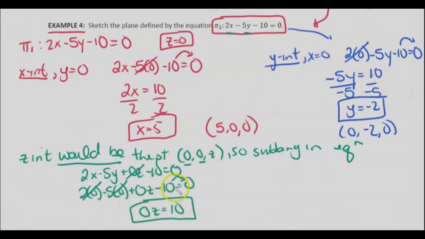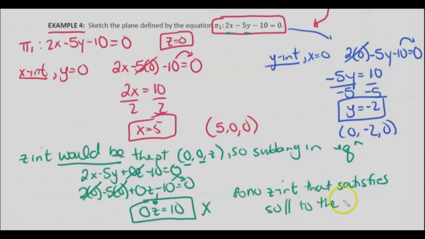Okay. Let's think about this. You cannot sub any number in to the z in order to yield 10. So that's inadmissible. That doesn't exist. It's undefined. So therefore, there's no z-intercept. That's how you can prove it. That satisfies. So we're going to actually be parallel to the z-axis.